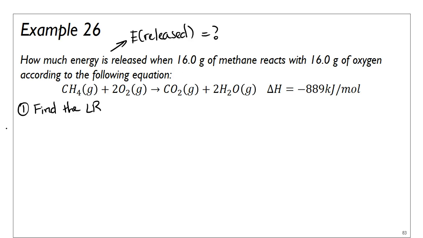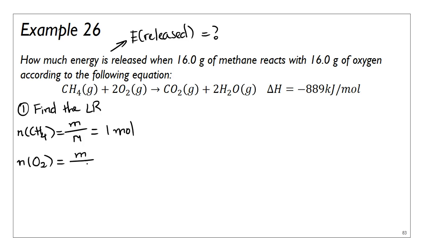I'm going to convert the mass to number of mole first. So number of mole of methane is going to be mass divided by molar mass. So 16 grams, I think that's 16 actually, so 1 mole. And the number of mole of oxygen is mass over molar mass, which is 0.5 mole in this case. Oxygen is O2. Just want to remind everyone.